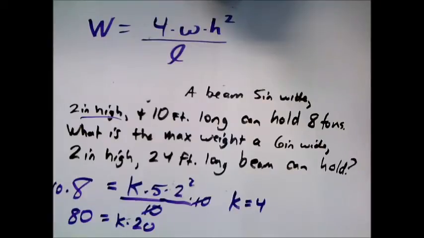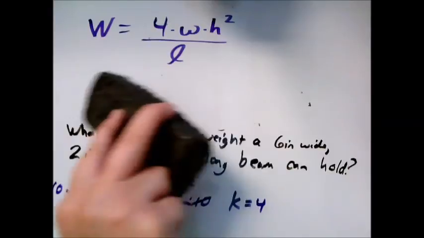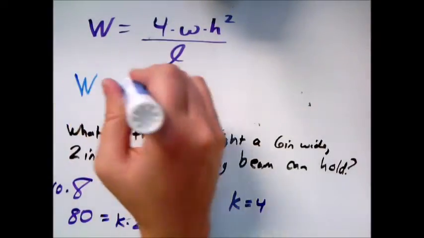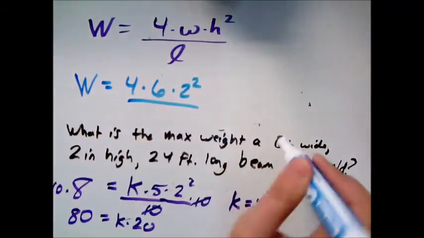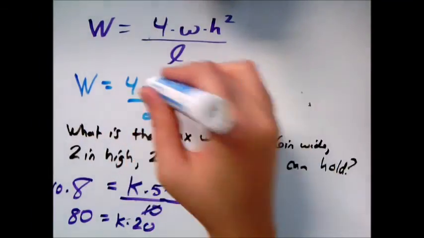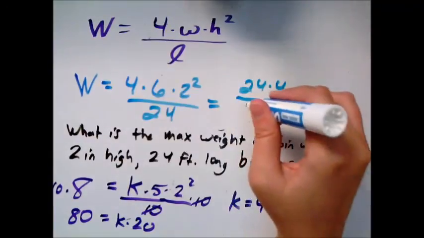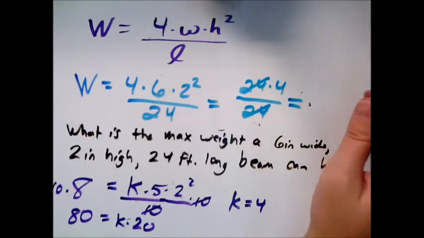All right, so now they're going to ask us a question. So notice the example values are just so that you can figure out what K is. And now they want to know what's the max weight a 6-inch wide, 2-inch high, 24-foot long beam can hold. And so now that we have this equation that actually works, we can plug those numbers in. So the width is 6, the height is 2 again, and the length is 24. So 4 times 6 is 24 times 4 on the top because the 2 squared, divided by 24. The 24's cancel, or you can multiply and then divide, doesn't make a difference.